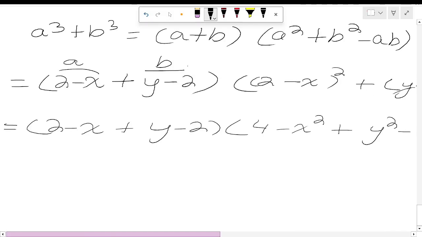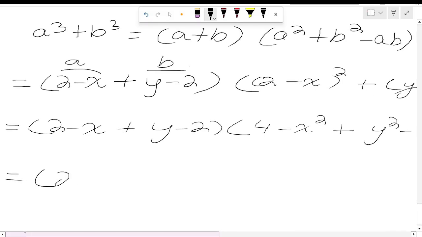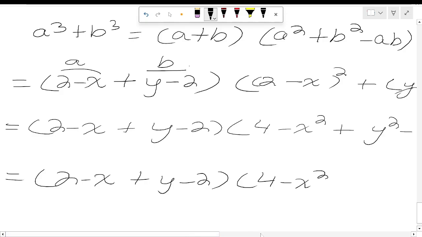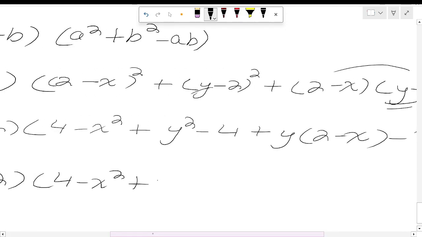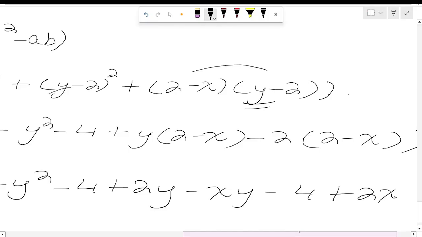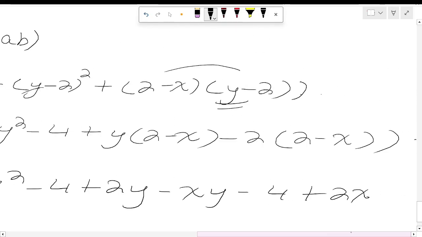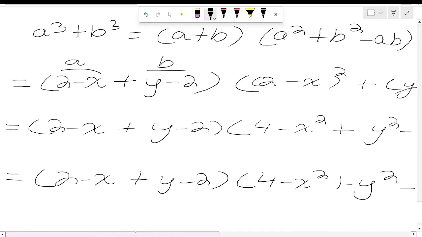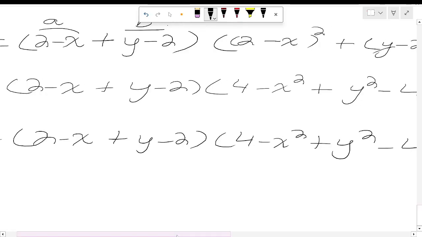Now we need to simplify this much further. So the rest of the content will remain the same. So 2 minus x plus y minus 2, 4 minus x square plus y square minus 4, it will remain the same, but plus, we need to simplify this. So y multiplied by 2 is 2y minus xy minus 4 plus 2x. So this is the simplified expression, but there is still some work left to do.